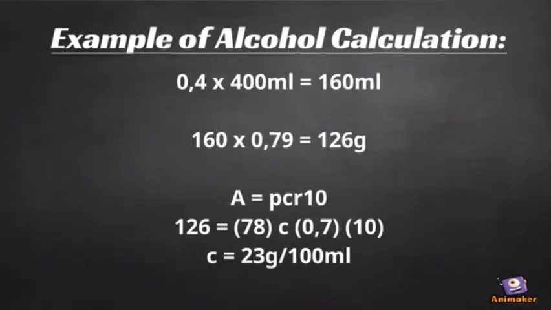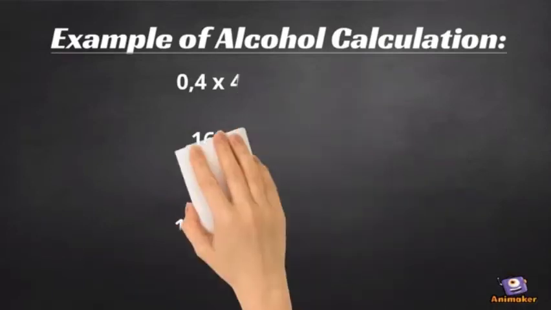We will then substitute all these values into the alcohol formula. A is equal to P multiplied by C multiplied by R multiplied by 10. The concentration of alcohol in the blood is calculated to be 0.23 grams per 100 milliliters or 0.23%.